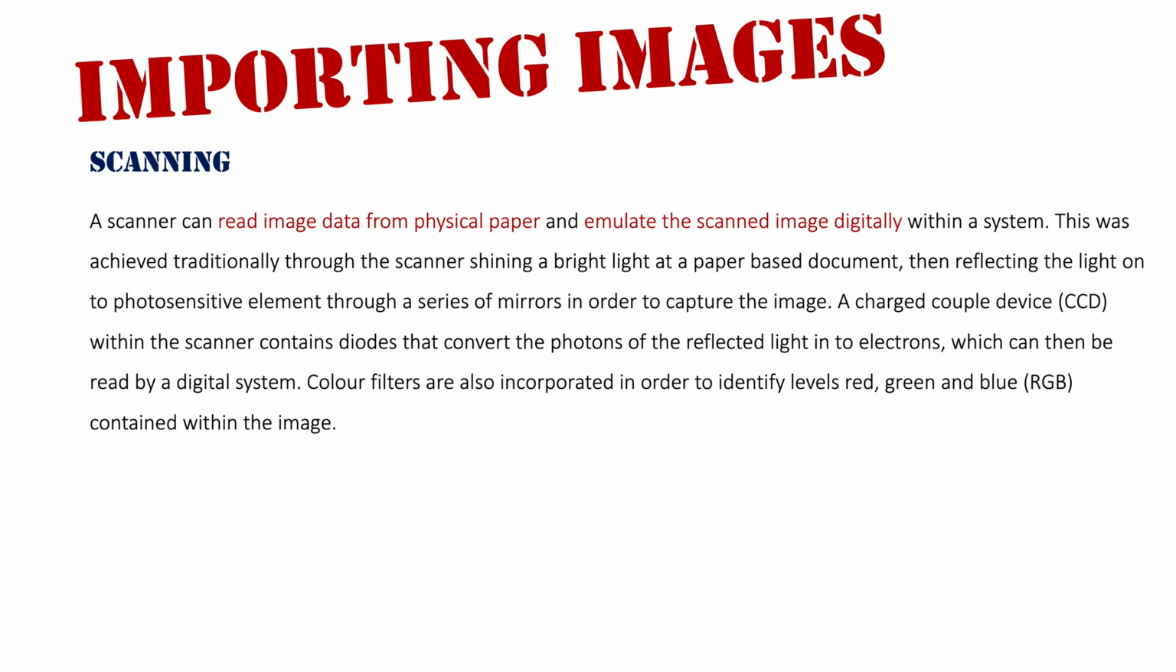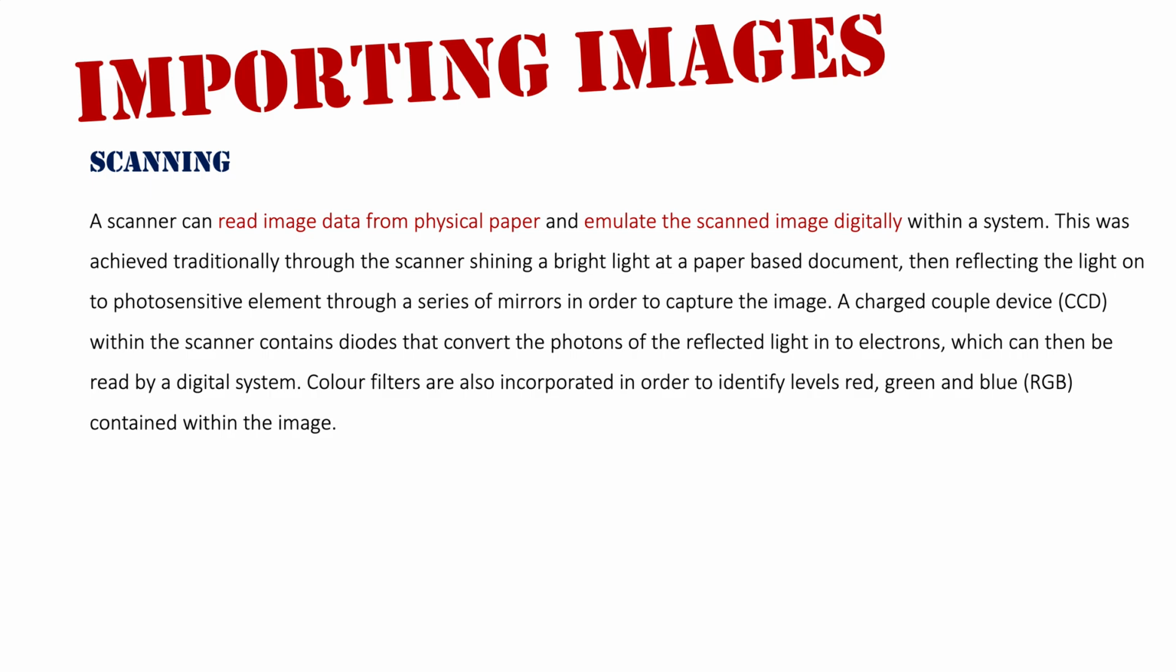So now let's move on to scanning. In the case of scanning, we're getting an actual device to read data from a physical piece of paper or a physical photo and then emulate that same image digitally within a system. This was achieved traditionally through using a scanner which shined a bright light onto a paper-based source and then reflected the light onto a photosensitive element through a series of mirrors in order to capture the image. The charge-coupled device, the CCD, within the scanner contained the diodes that converted the photons of the reflected light into electrons, which then could be read by a system digitally.